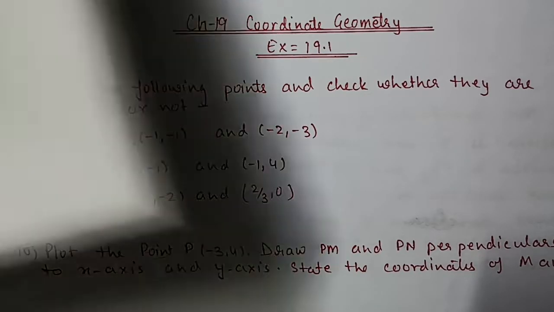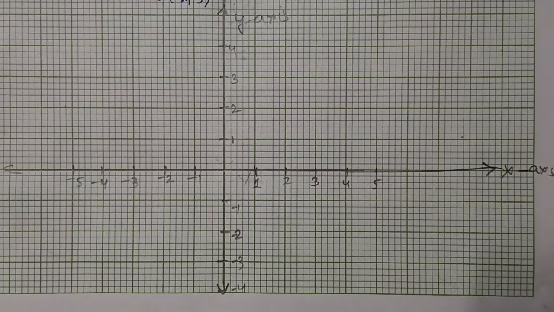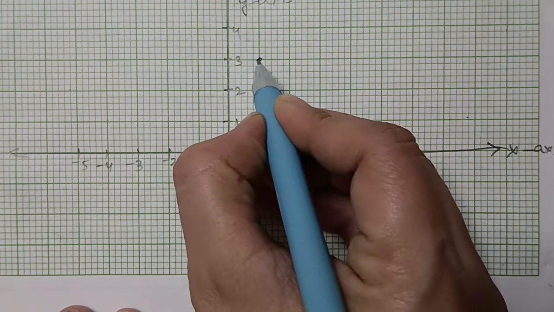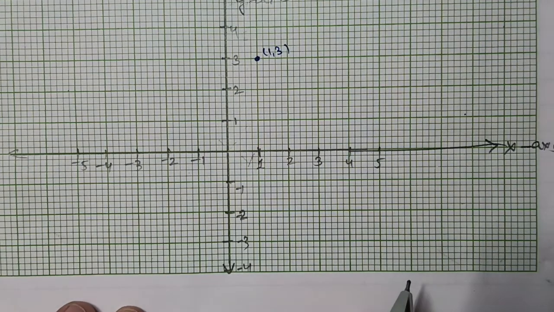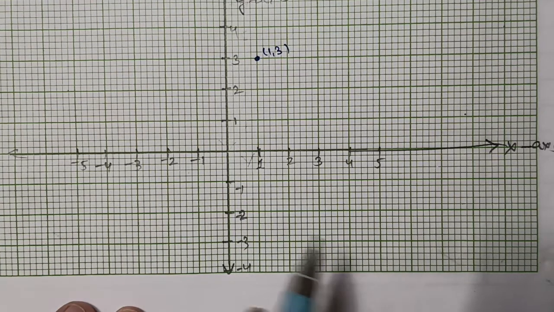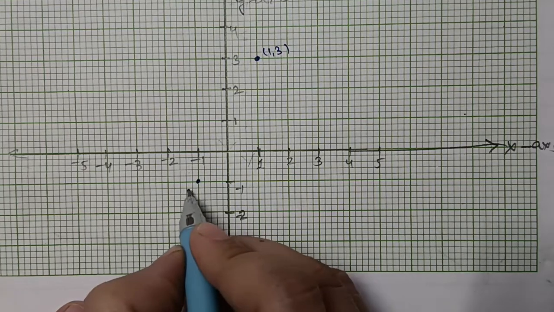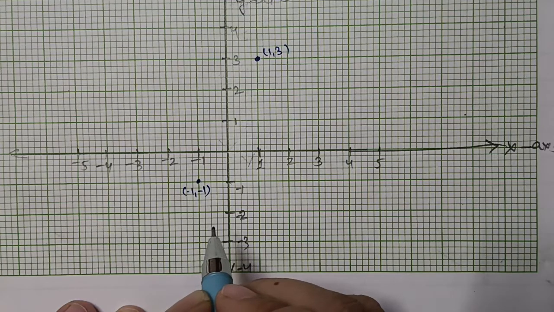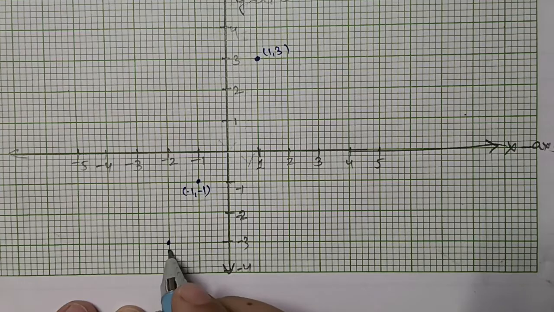or not. For that we will take graph sheet. We will put the marking on x-axis and y-axis. Now we will plot these points. So first point we have 1, 3. This is our first point, 1, 3. Second point we have minus 1, minus 1. This is our second point. Third point we have minus 2, minus 3. This is third point.